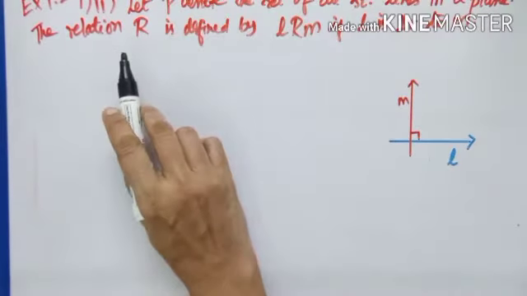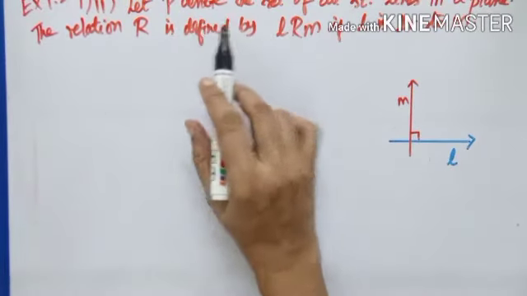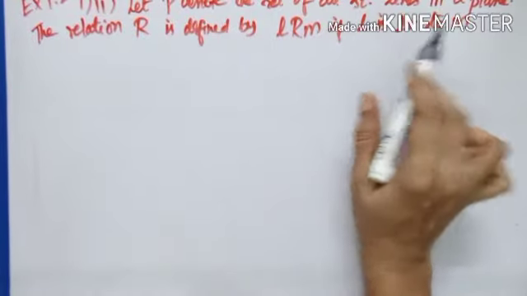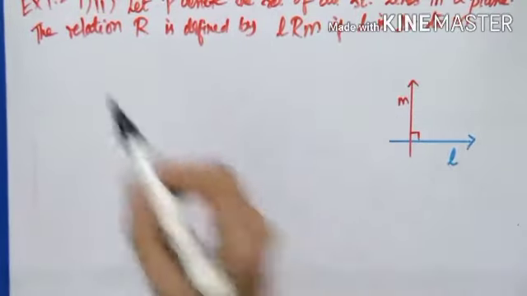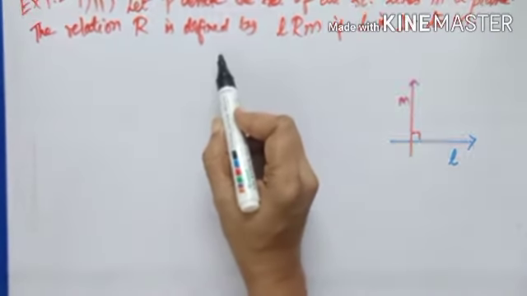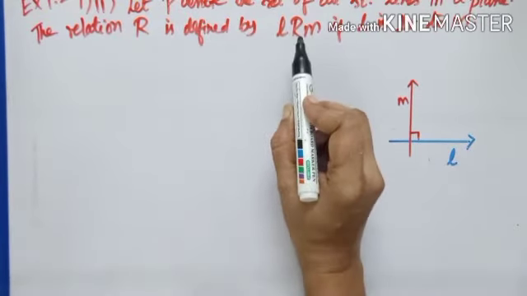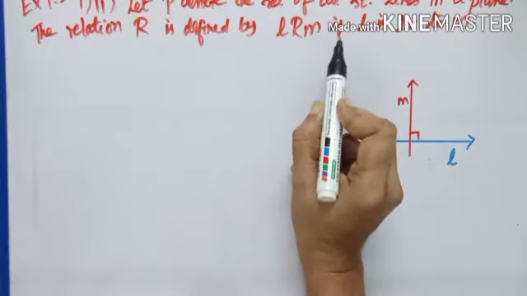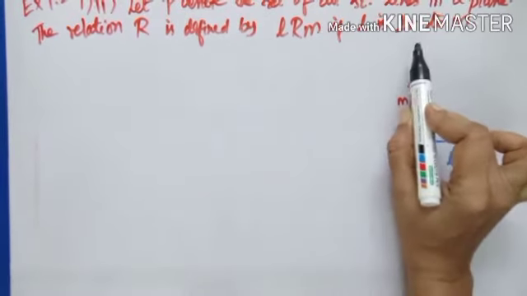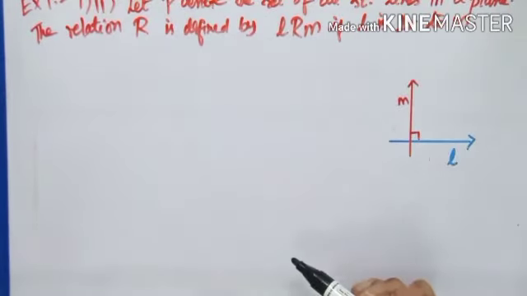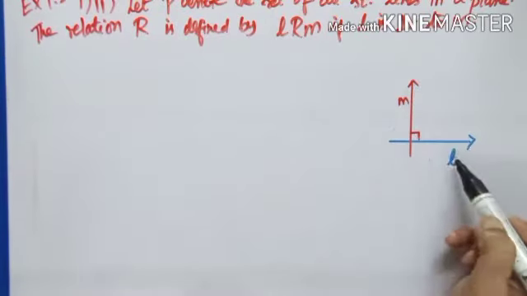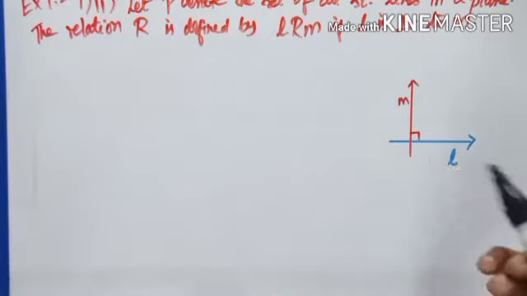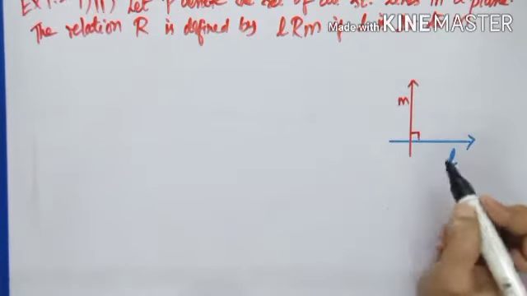Second subsection, P denotes the set of all straight lines in a plane. Lines, any lines I can say on a plane. The relation R is defined by L is related to M implies L is perpendicular to M. See, we have taken L a line, M another line. L is related to M if and only if they are perpendicular.